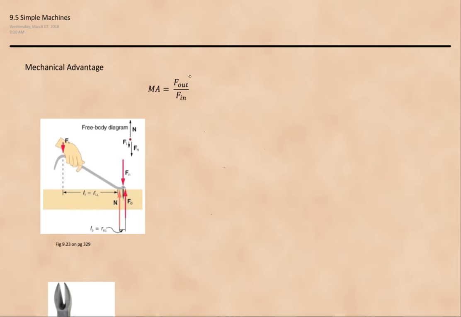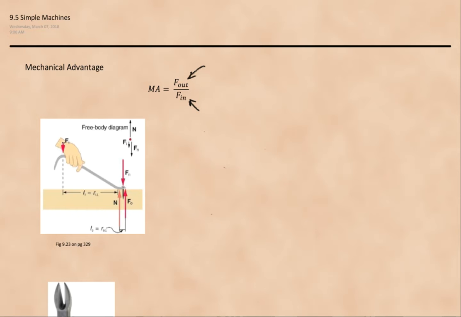So one characteristic of machines is what's called mechanical advantage. Mechanical advantage is defined as the ratio of the output force to the input force. So I apply some force to the machine and it produces an output force. Let's look at an example of a nail puller. Figure 9.23 shows a crowbar or a nail puller.